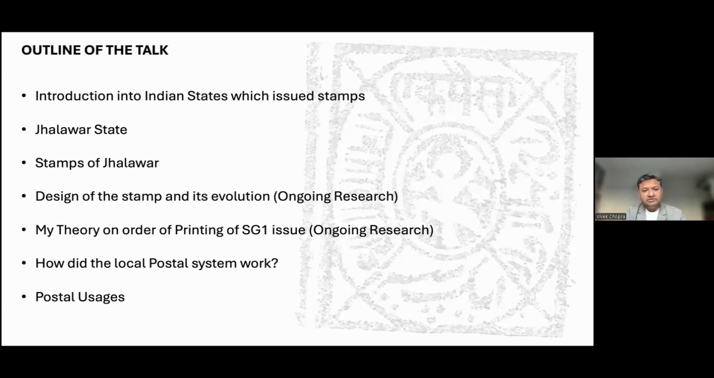I'll also talk about how the local postal system worked, because at that time India was an imperial colony under British rule, but there were states which were freely using their own stamps. They were printing stamps. So how did this postal system work within the British postal system? And I'm going to show you some interesting postal usages of these stamps of Jhalawar.